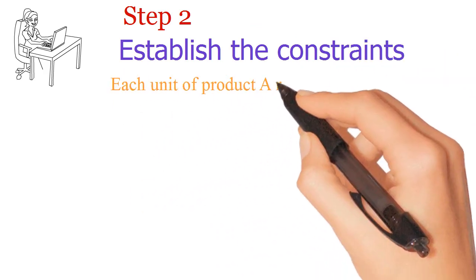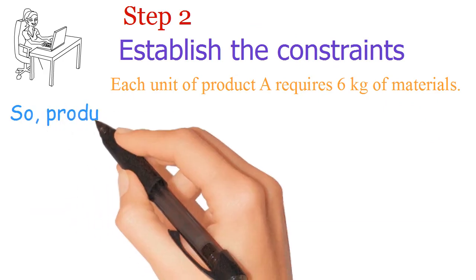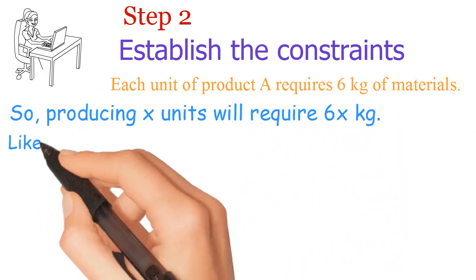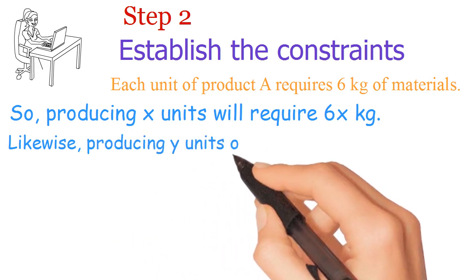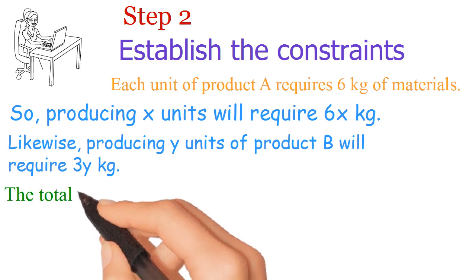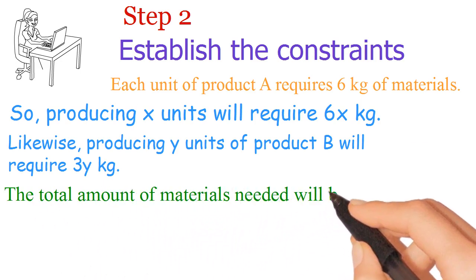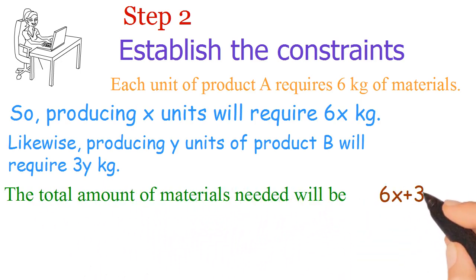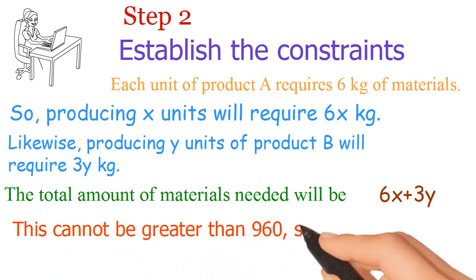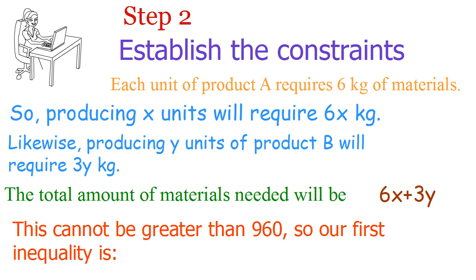Each unit of product A requires 6 kilograms of materials. So, producing X units will require 6X kilograms. Likewise, producing Y units of product B will require 3Y kilograms. The total amount of materials needed will be 6X + 3Y. This cannot be greater than 960. So our first inequality is 6X + 3Y ≤ 960.